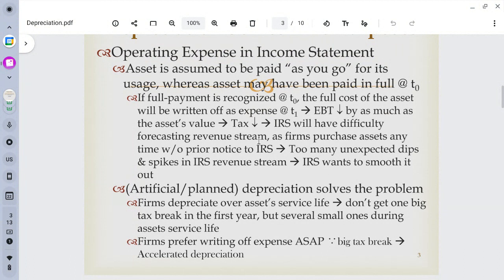So in this case, you are assuming that the asset is paid as you go for its usage, whereas the asset may have been paid in full already at time zero. Now think about it. If you're renting the asset, you pay as you go. But most of the time, in manufacturing, you can't rent production equipment. The production equipment is tailored towards your own specification of your products.